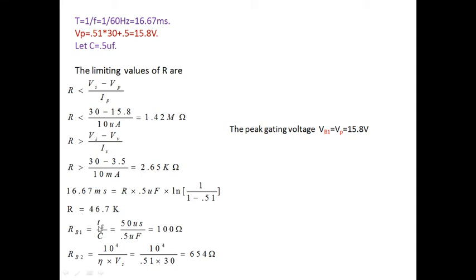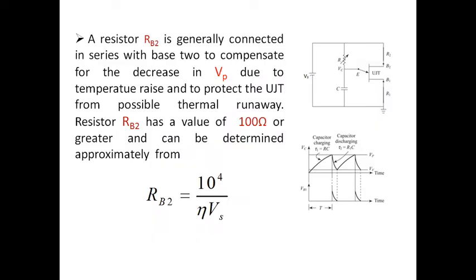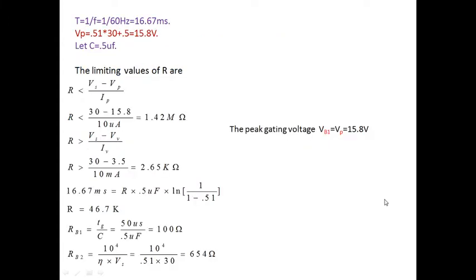So what is Tg? RB1 affects the width of the triggering pulse. This is the width of the triggering pulse. In the discharging path, C and RB1 come into the picture. So the triggering pulse width Tg is equal to RB1 C. C we have already assumed 0.5 microfarad, so we can calculate RB1, 100 ohm.